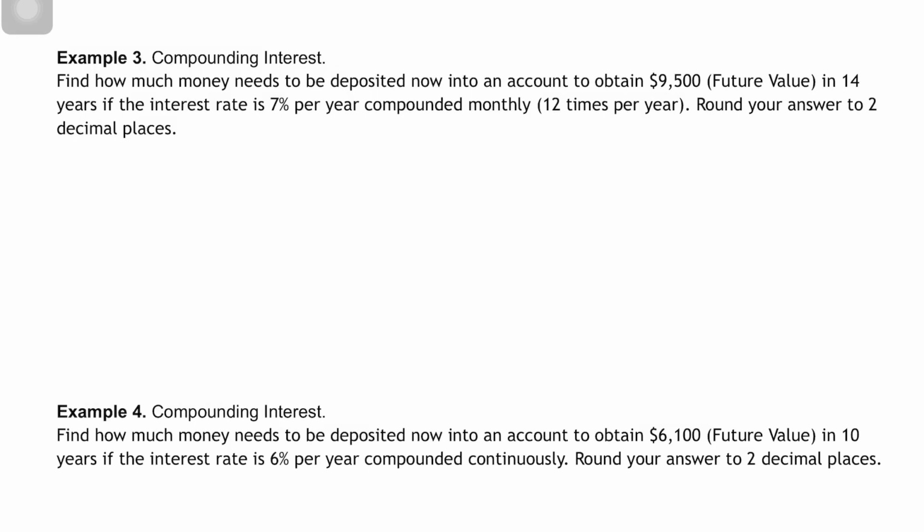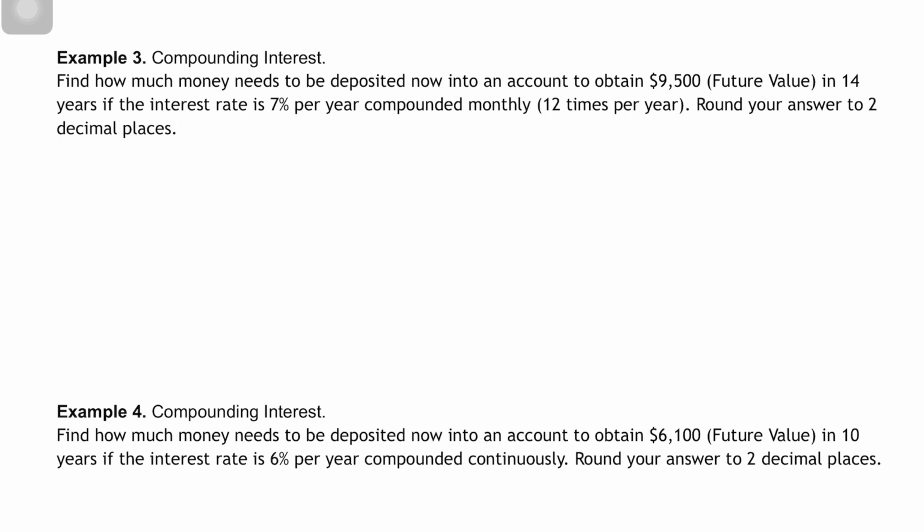All right, welcome back. So example 3, we're going to continue working with compounding interest problems. We're given a problem where we need to find how much money needs to be deposited now into an account to obtain a 9,500 future value in 14 years. If the interest rate is 7% per year, compounding monthly, that means 12 times per year. Round your answer to two decimal places.